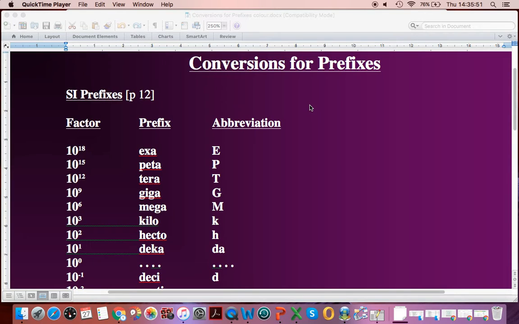Good day. You should have a booklet that says conversion for prefixes. We're going to go through the first couple of pages in this video, and then the rest of it I'm going to have to scribble out or write out and show you in a separate video.